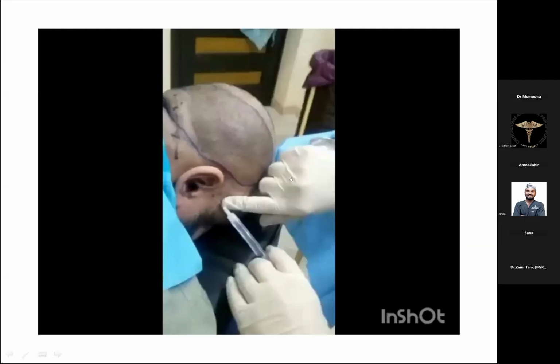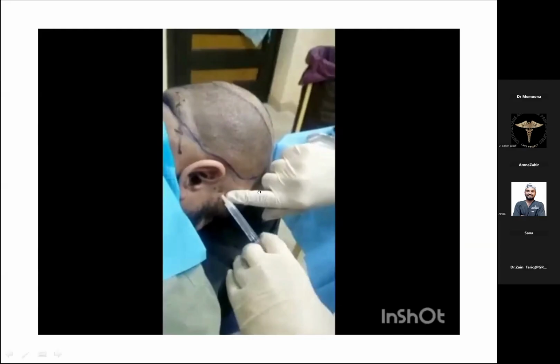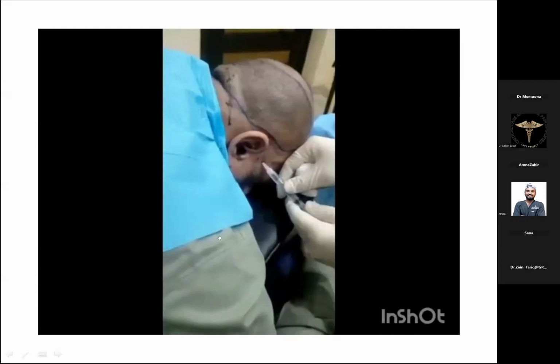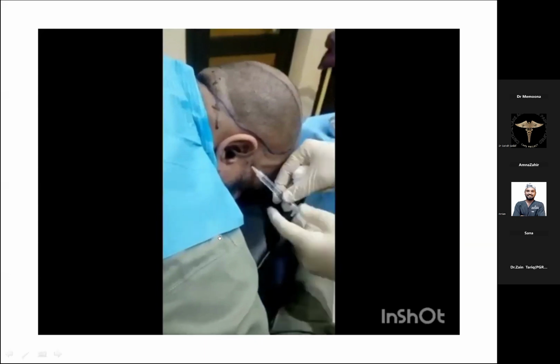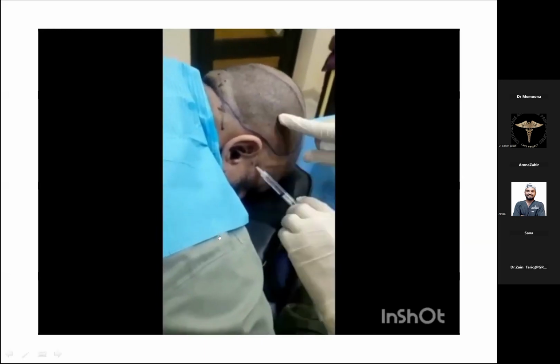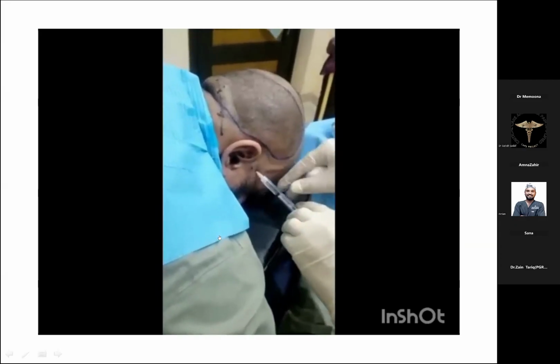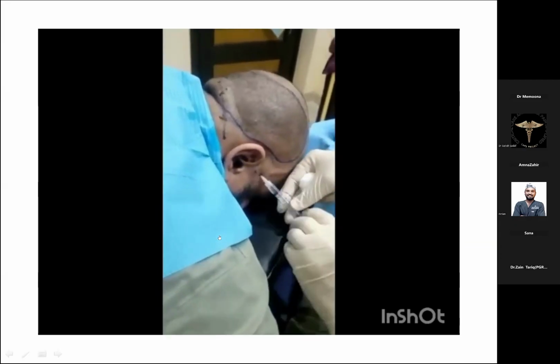Here you can see after palpating for the artery, the injection is placed just behind the pulsations, and a total of 3 mils is used to block the auriculotemporal nerve. You can also appreciate that the injection is being given intermittently with aspirations, which is very important to avoid intravascular injection in this region.